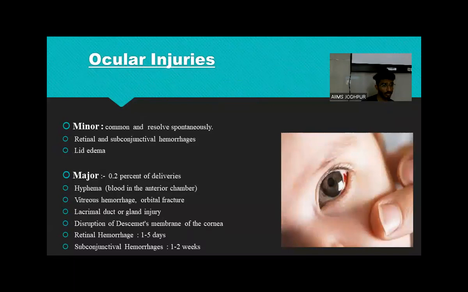Ocular injuries can be divided into minor and major. The minor ones are very common to see, like retinal and subconjunctival hemorrhages with forceps delivery, and lid edema. Major ocular injuries are very uncommon, and include hyphema, vitreous hemorrhage, lacrimal duct or gland injury, and disruption of Descemet's membrane of the cornea. Retinal hemorrhages resolve within 1 to 5 days, and subconjunctival hemorrhages within 1 to 2 weeks.